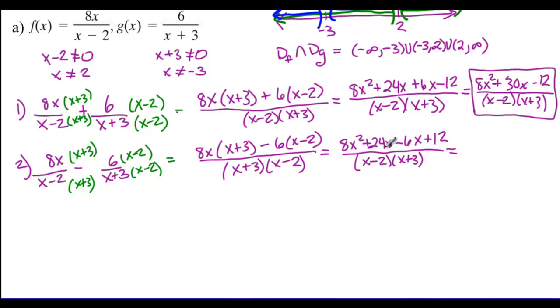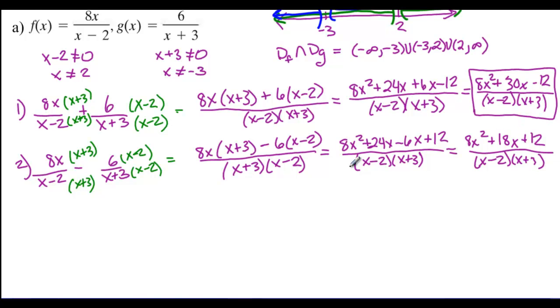And I will combine the like terms. So we're going to have 8x squared plus 18x plus 12 over that x minus 2 times x plus 3.